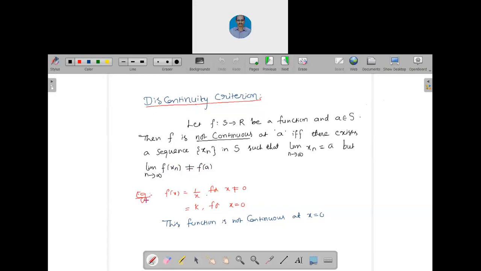Next, what is the example? Let us take one example. f of x is equal to 1 by x for x not equal to 0, and f of x is equal to k for x equal to 0. This function is not continuous at x equal to 0 because the limit of f of x at x equal to 0 is 1 by x, but it is not equal to k.